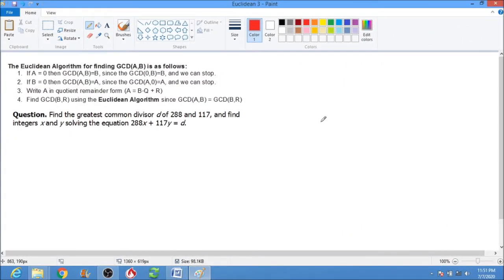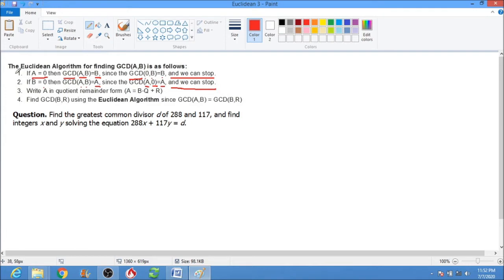Okay, so we have here another example for the Euclidean algorithm. Again, we will read the rules. Rule 1: if A is 0, then the greatest common divisor of A and B is B, since the greatest common divisor of 0 and B is B, and we stop the solution. Rule 2: if B is 0, then the greatest common divisor of A and B is simply equal to A, since the greatest common divisor of A and 0 is A, and then we stop our computation.